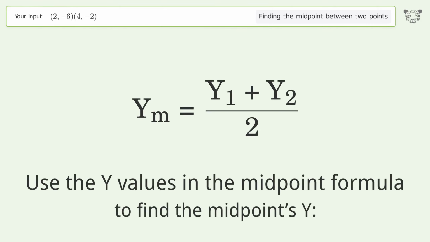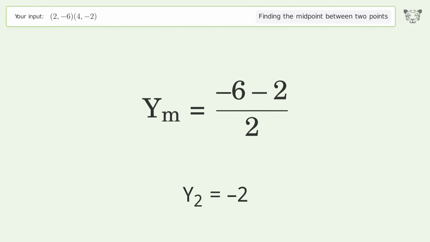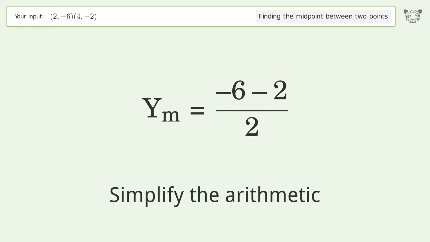Use the y values in the midpoint formula to find the midpoint's y. y1 equals -6, y2 equals -2. Simplify the arithmetic.